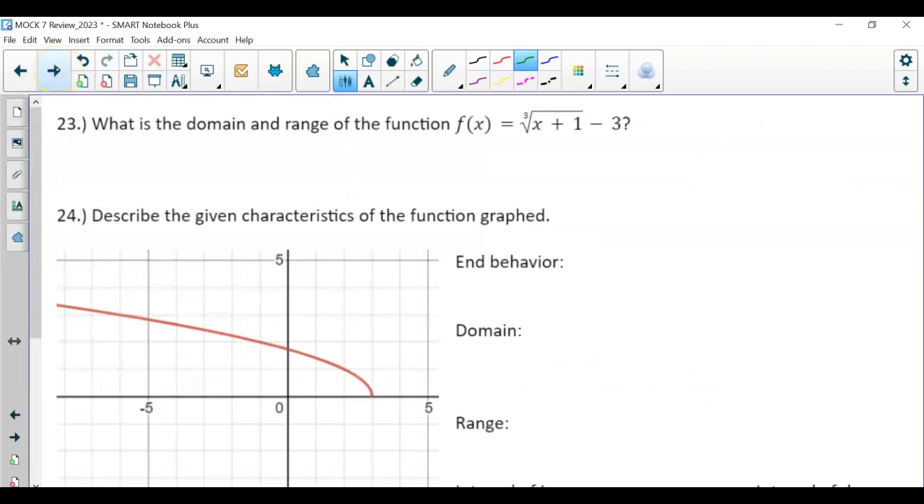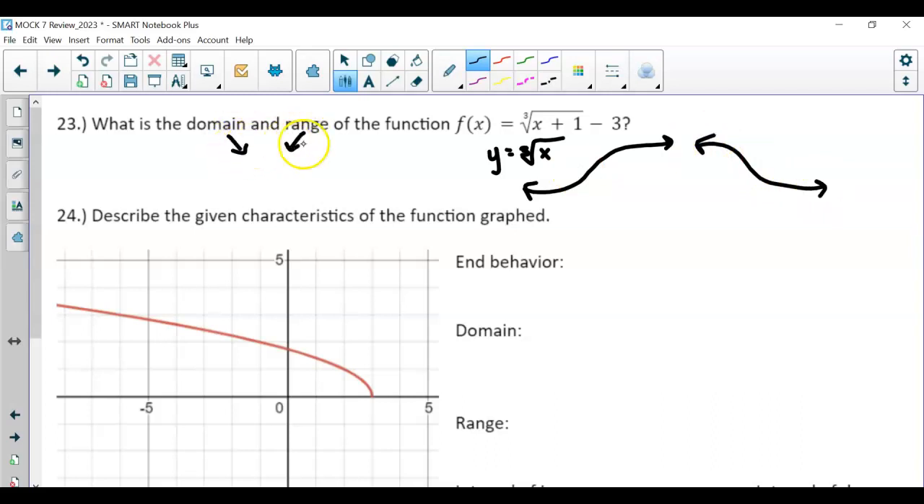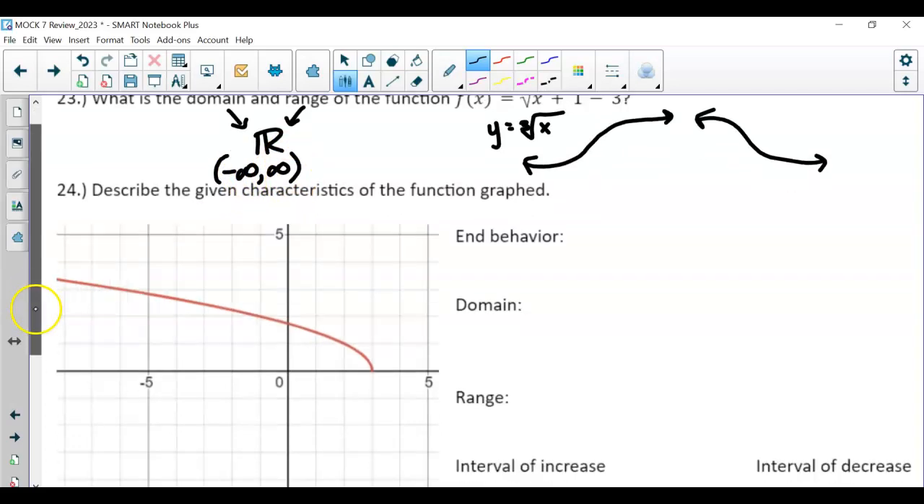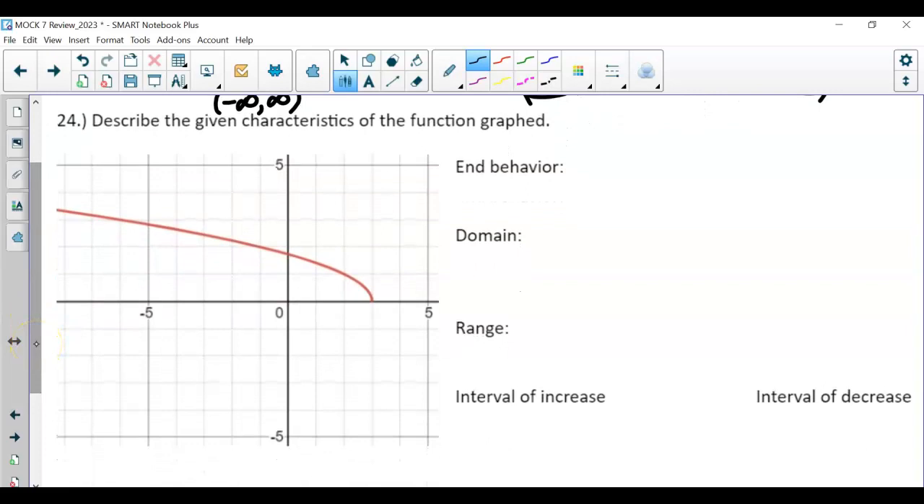Question 23. Now I could graph this, but I do also notice if I want to know the domain and range, I notice that my parent function is y equals the cube root of x. Remember, the cube root is that full graph, no matter if it's going here or even reflected. No matter what, the domain and range is always going to be all reals, or from negative infinity to positive infinity.